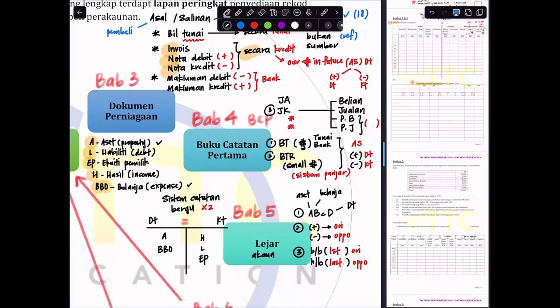Inventory, yes, secara credit. Inventory means your product lah. Secara credit means you haven't paid money, haven't received money.